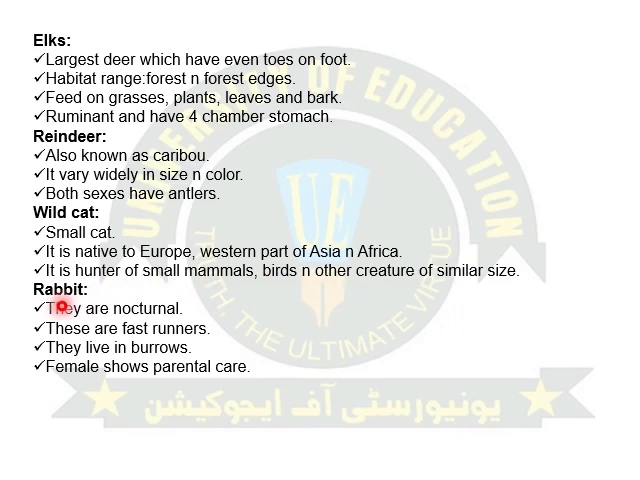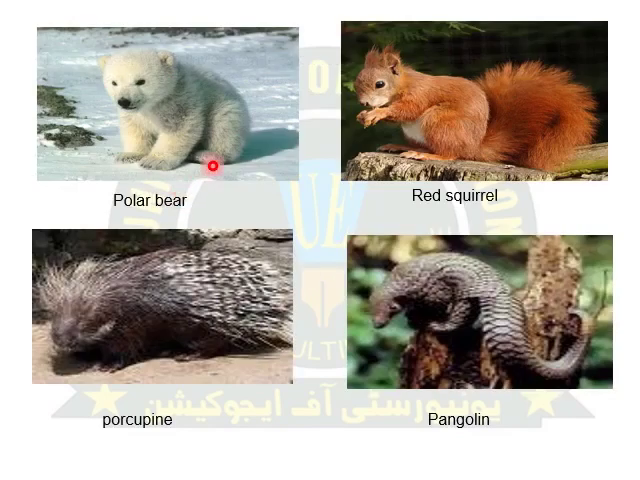Lastly, we will talk about the rabbit. Rabbits are basically nocturnal animals. These are fast runners. They live in burrows. The females show parental care to their offsprings. Here are the pictures of polar deer, red squirrel, porcupine, and pangolin.